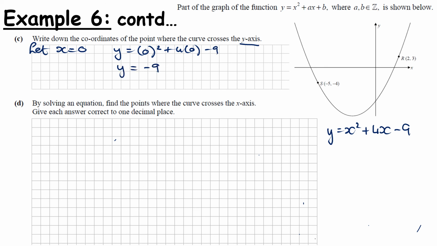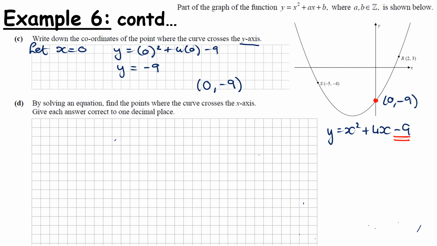But that's not enough. They want the coordinates of the point. So we write this as (0, minus 9). You could have also just looked at the constant part, the bit without the x, and that would have given us the point that we're looking for, which is here. So that point here is (0, minus 9).